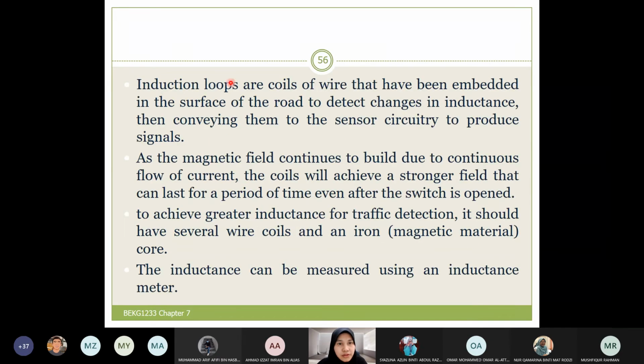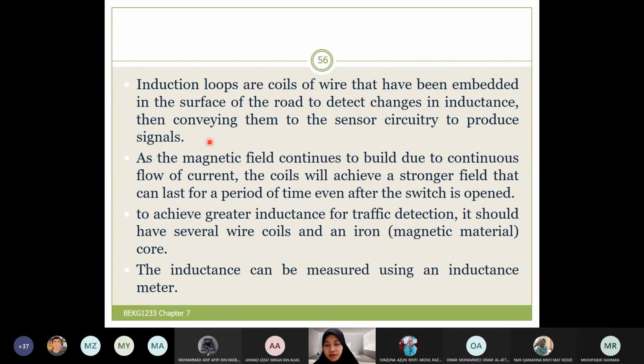Induction loops are coils of wire that have been embedded in the surface of the road. So in a traffic light sensor, it uses induction loops. These coils of wire embedded in the surface of the road detect changes in inductance, then convey them to the sensor circuitry to produce signals. So the first principle is inductance.